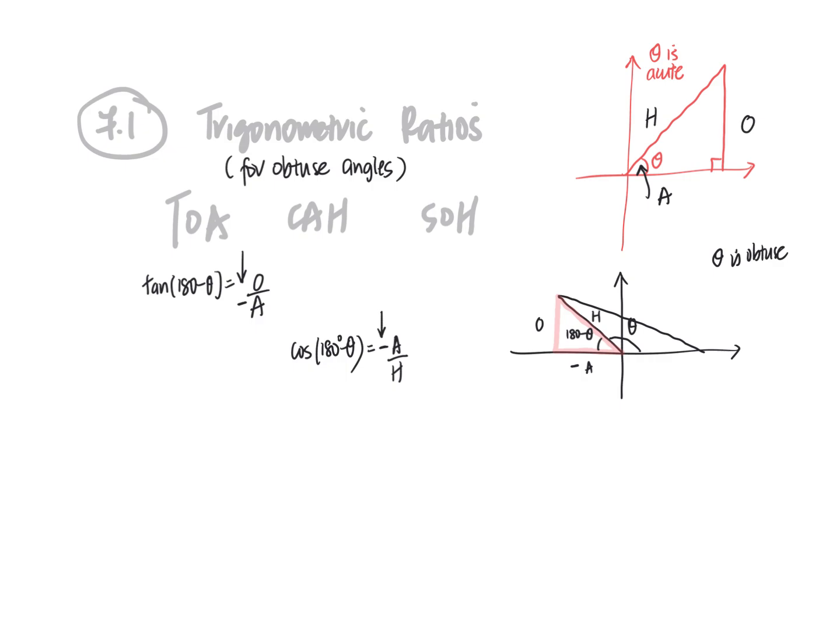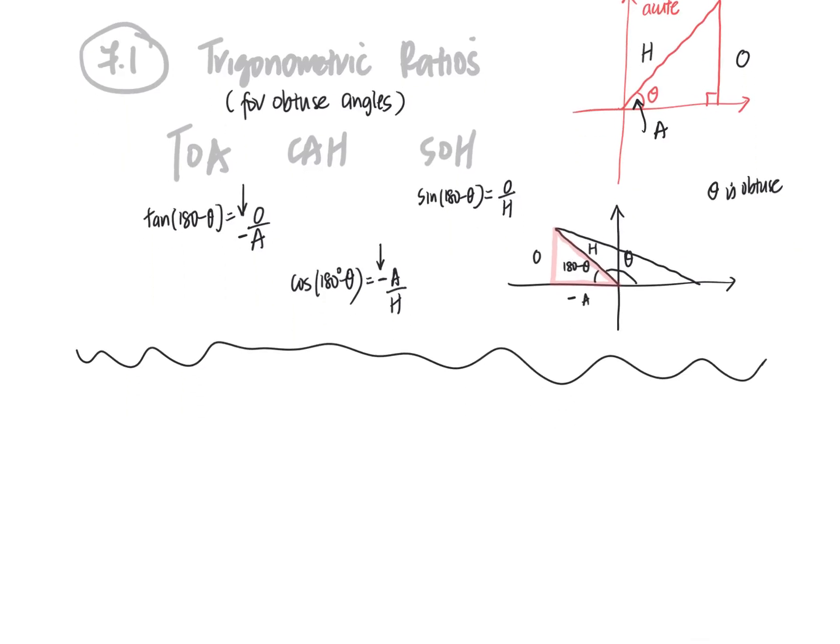The only thing that doesn't change is sine, because sine is O over H and they are still both positive. So I just want to remind you, when we go into the second quadrant, when your angle is obtuse, your cosine and tangent ratio becomes negative, but for sine it is always positive. So this is 7.1.